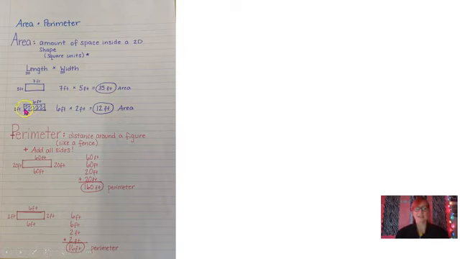The second example is a rectangle that has a width of 6 and a length of 2. So we would do 6 times 2, which would be 12 square feet.